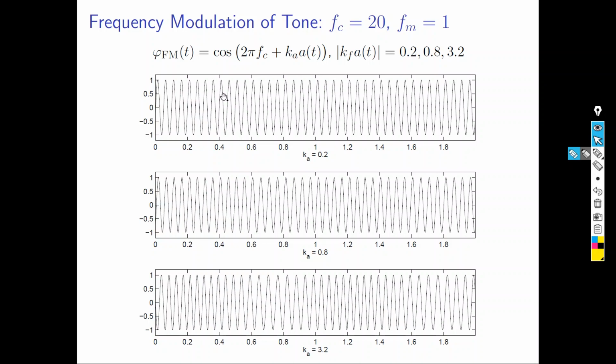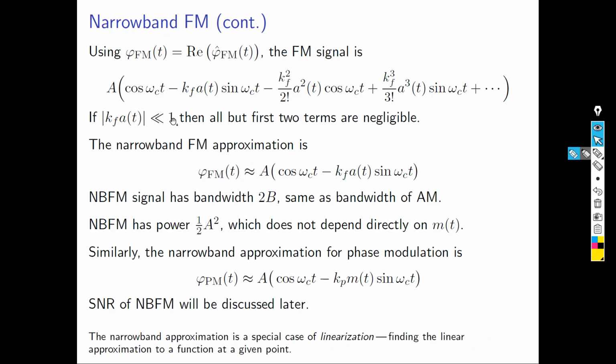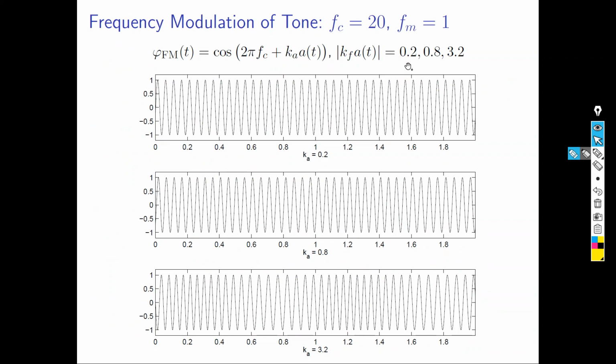Now, let's play with this factor. For narrowband, we said it's much smaller than 1. Let's make it close to 1, near 1, and greater than 1. Fc is equal to 20, Fm is equal to 1. And see the changes. As you increase this factor, the signal in time looks similar, but actually the oscillations increase a little bit more, but in time it's difficult to see the difference.